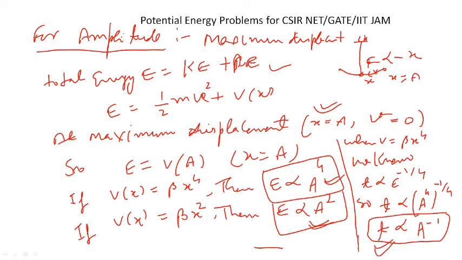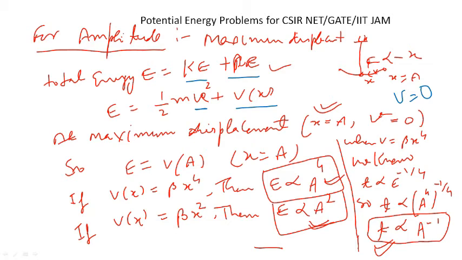We will consider the case for the amplitude. You know that amplitude is defined as the maximum displacement, and at maximum displacement your v is 0. So when we write the formula for total energy, you know it is kinetic energy plus potential energy, and you can write it as E is equal to 1/2 mv² plus V(x). Here V(x) is potential energy and v is velocity. You should not be confused in these two terms.